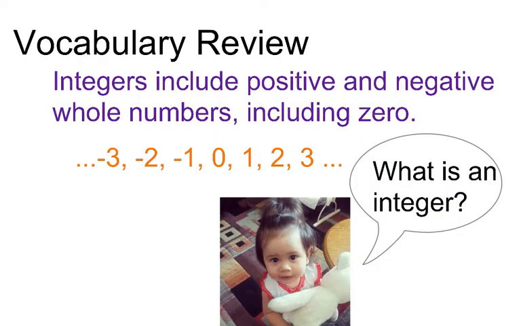So let's review. Integers. What is an integer? Integers include positive and negative whole numbers, including 0. So numbers that are integers are things like -3, -2, -1, 0, 1, 2, 3, 4, 5, 6, etc. And today we're going to be adding those numbers together.